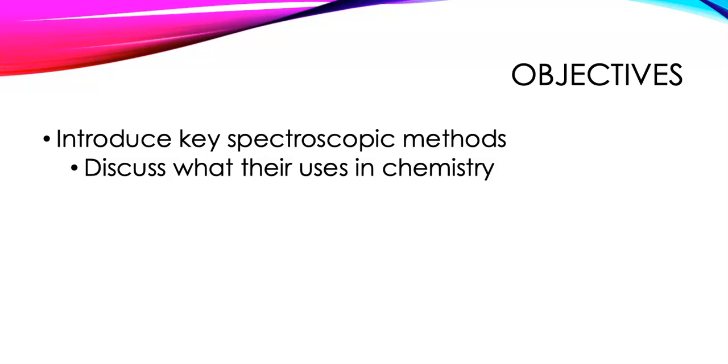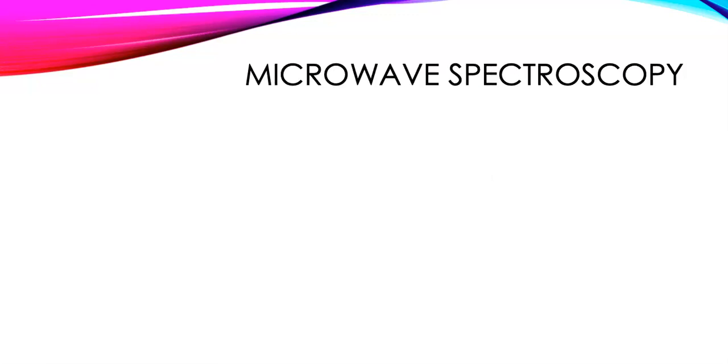chemistry. We don't have to go into any great detail here, and so this is not going to be suitable if you're in organic chemistry and you need to know about these methods in great detail. This is just a really brief overview to get you through what you need to know for the AP Chemistry exam. So I'd like to start by talking about microwave spectroscopy.